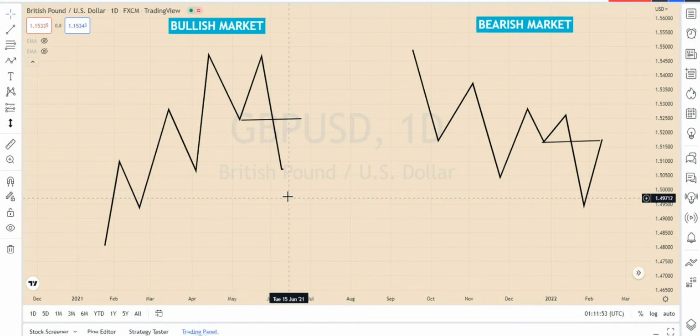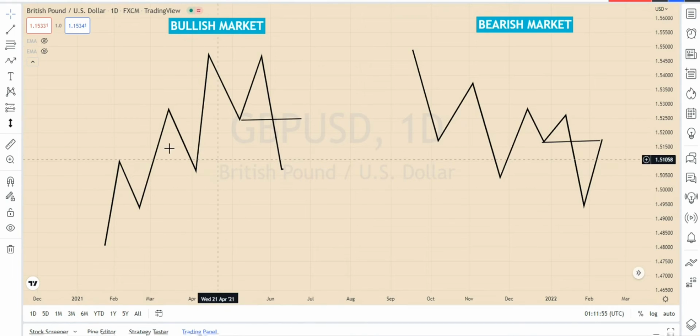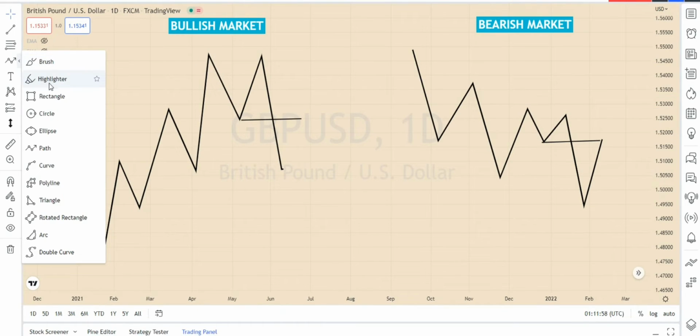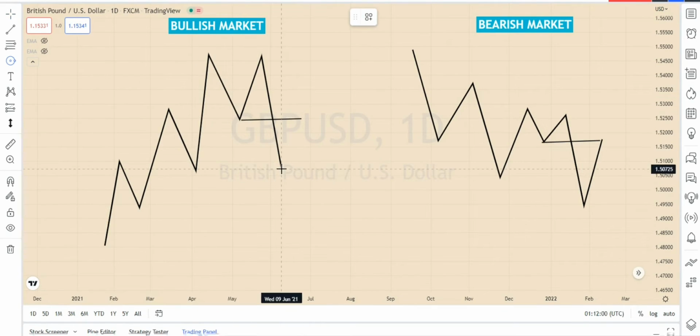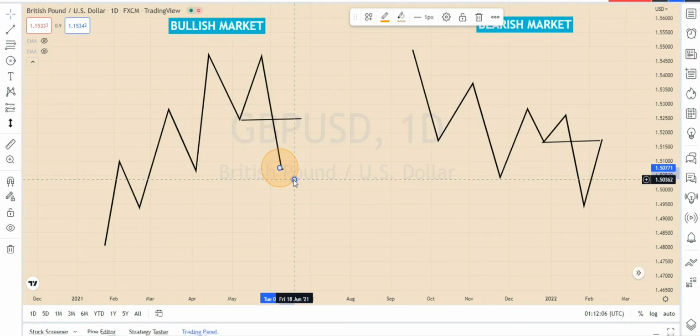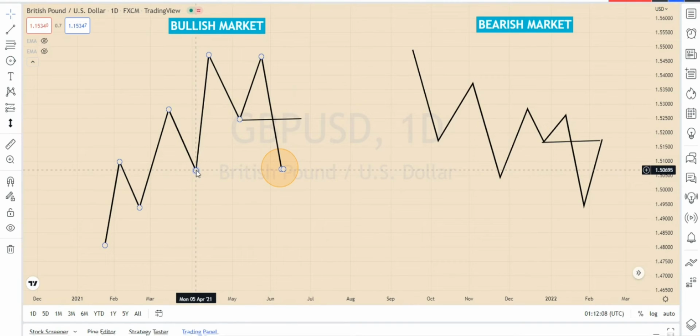In a bullish market, when the M is formed, your point of interest is around this area here. You want to be targeting the low here. So your point of interest is around this area.